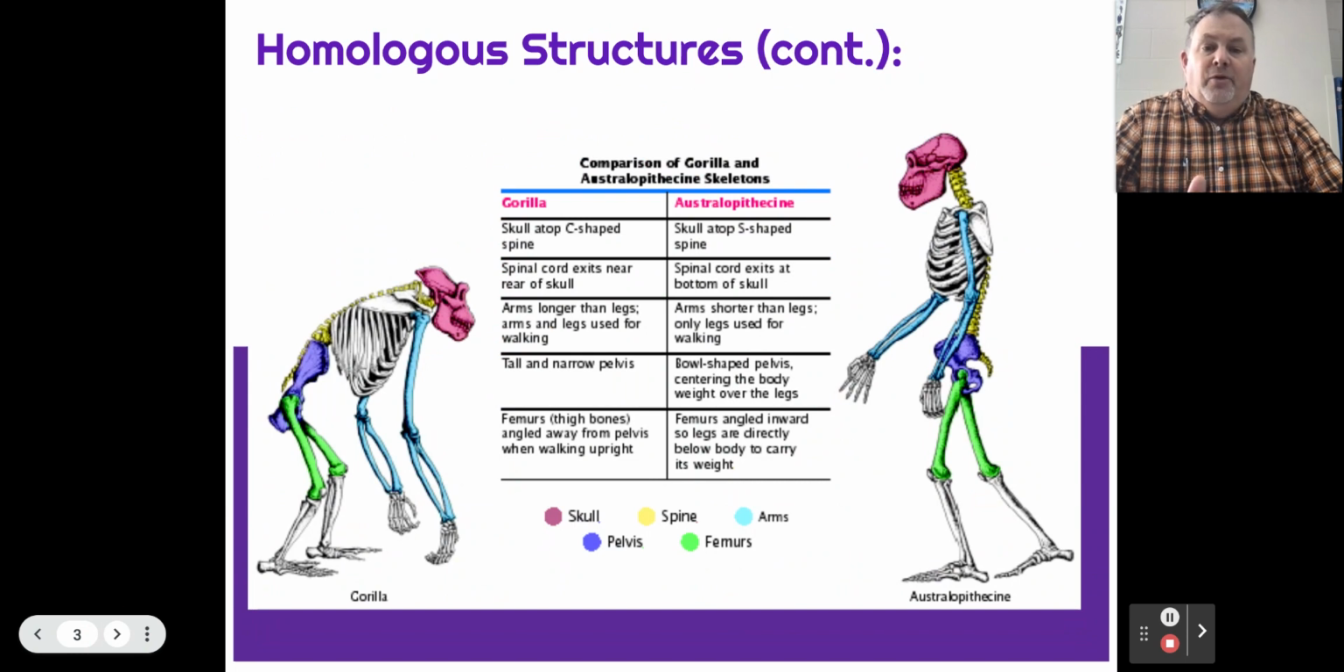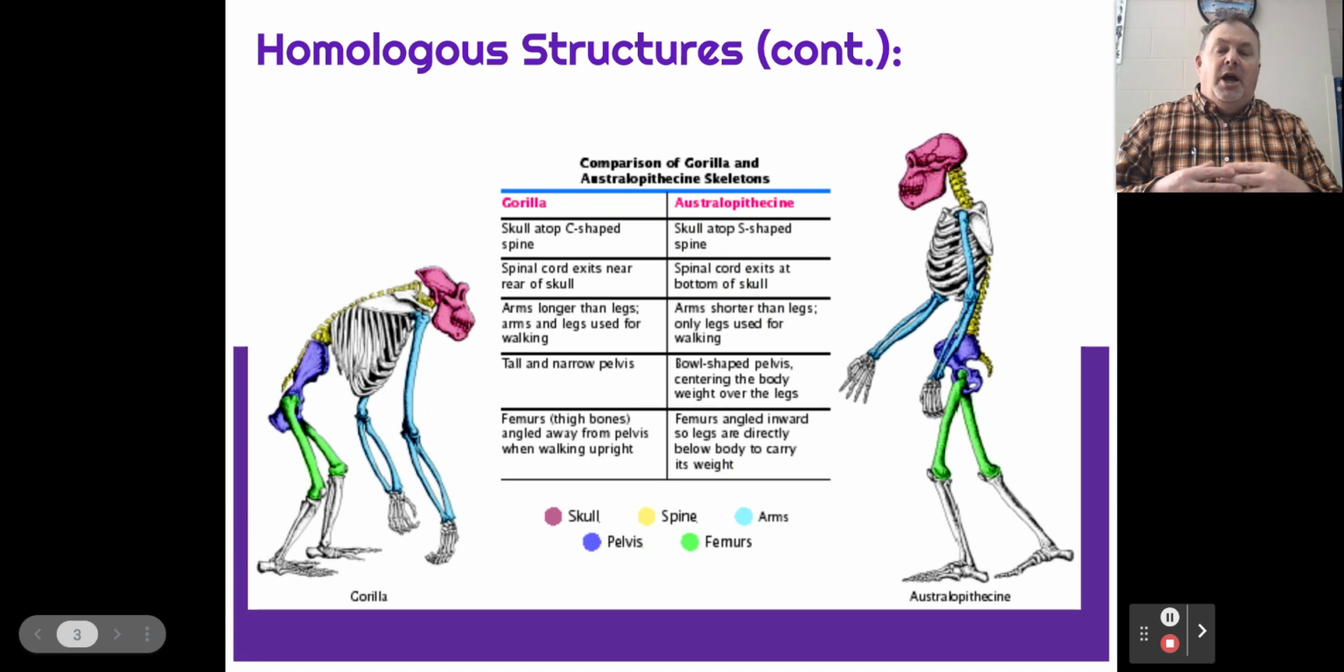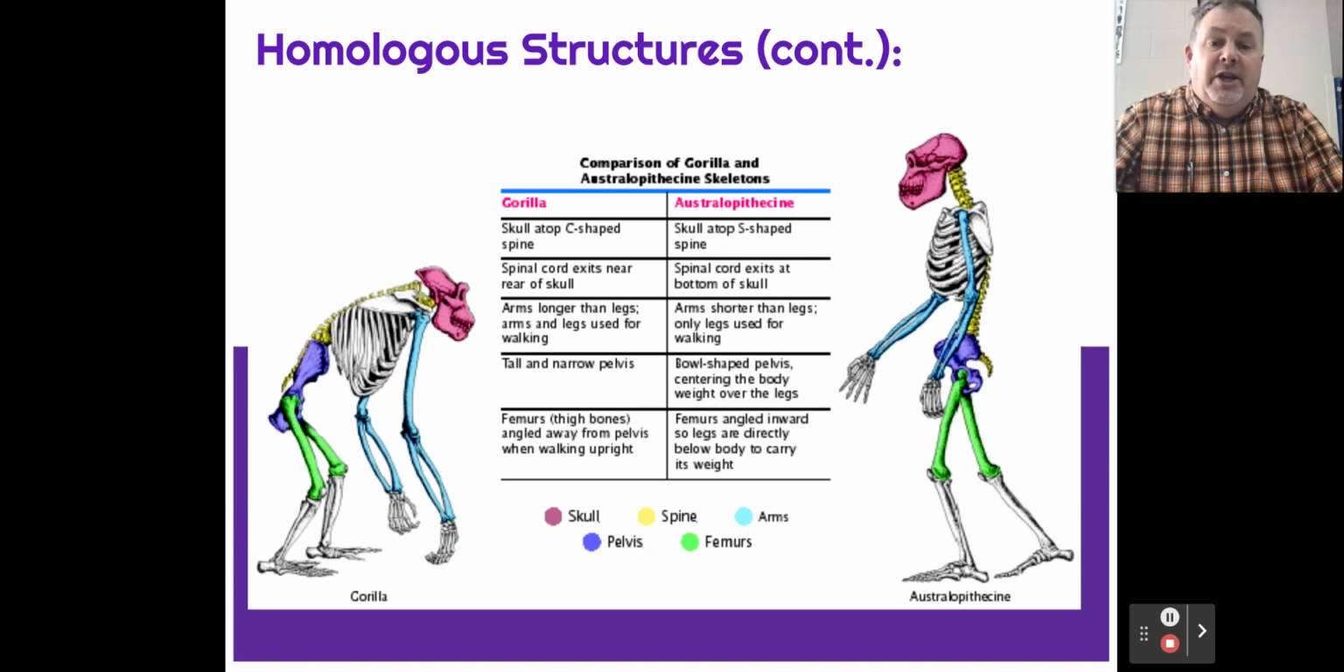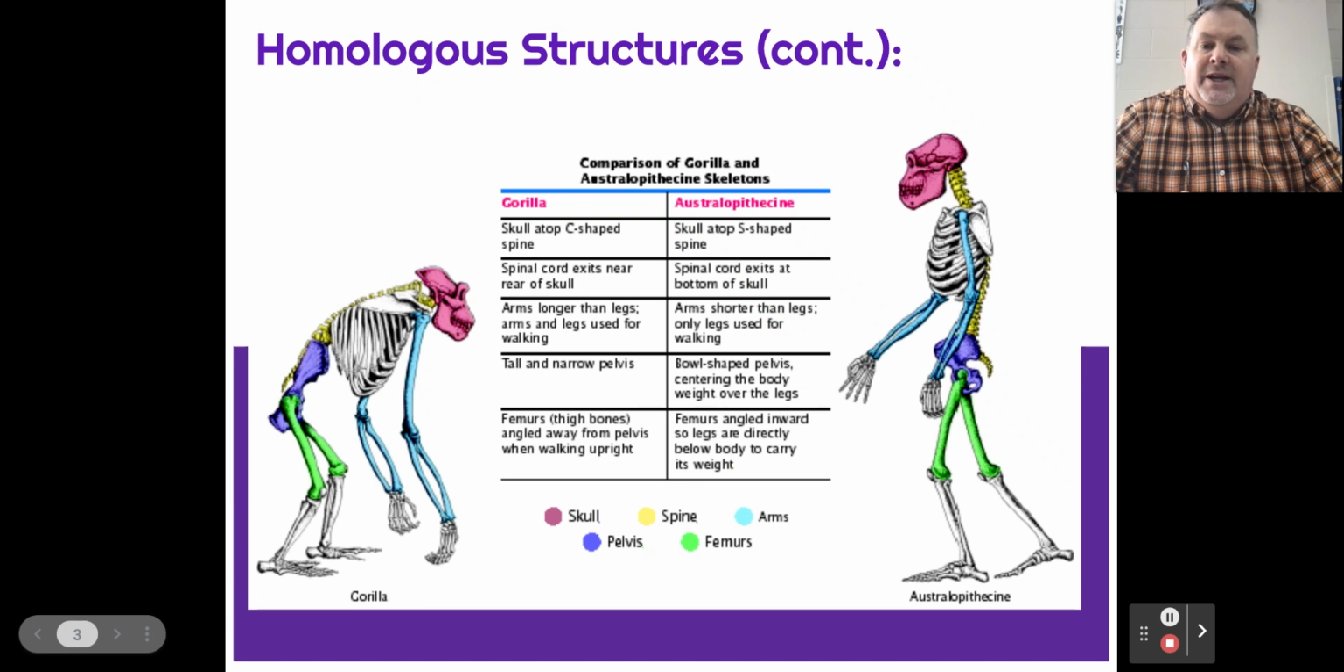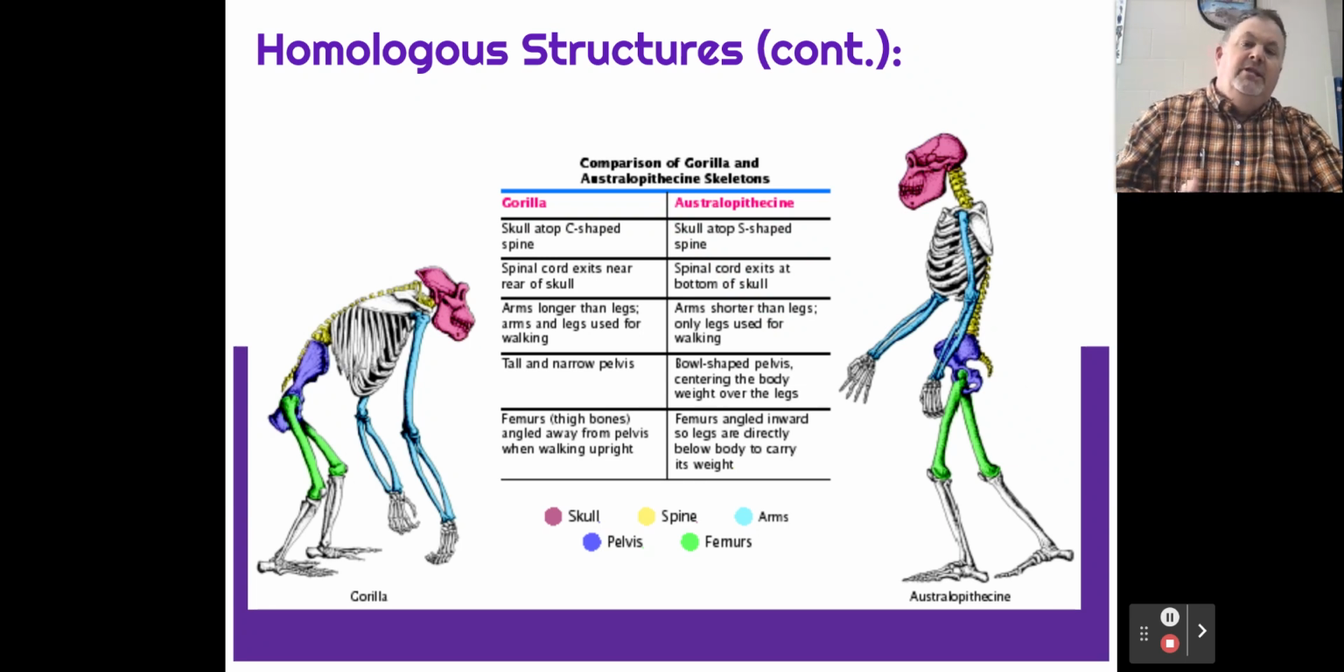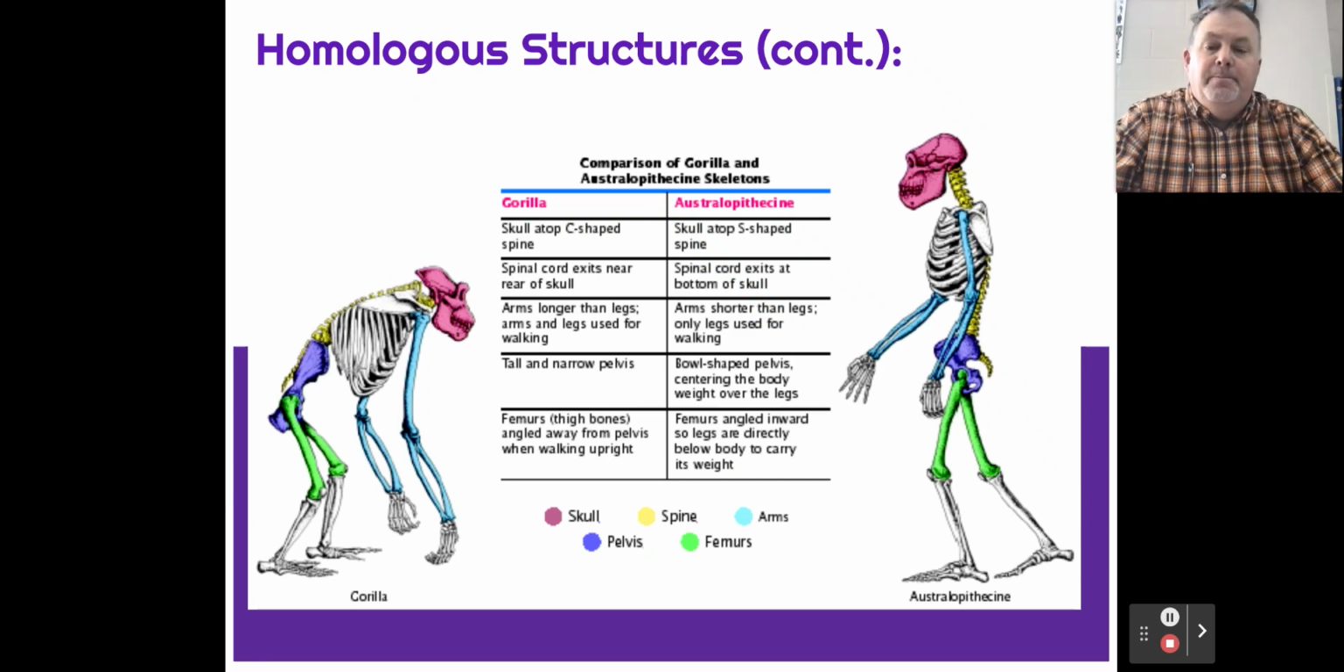So the gorilla versus the Australopithecus, again, you can see some of the comparisons resulting here: the skull, the pelvis, the spine, the femur, and the arms. Again, similarities that exist within these, and some of the captions there indicating the specifics of that. For example, with the skull, is a C-shaped spine on the gorilla versus the skull atop the S-shaped spine of the Australopithecines, which is more human-like.